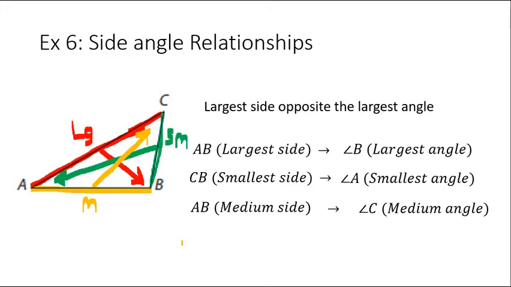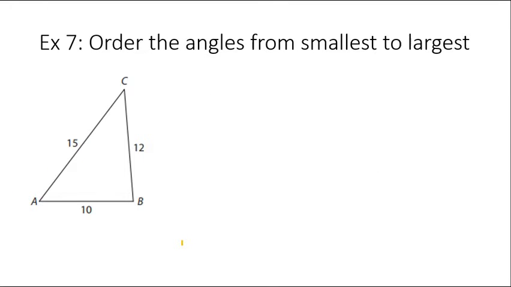So again, always large side opposite largest angle, and so forth. Example 7. Here they give you a triangle, and you just want to order the angles from smallest to largest. So first of all, look at your sides. What's the smallest side here? The smallest side would be side AB, which is 10. That means the angle opposite 10 is C. So we start off with angle C is the smallest. I'm just going to write down here, this is a small angle.